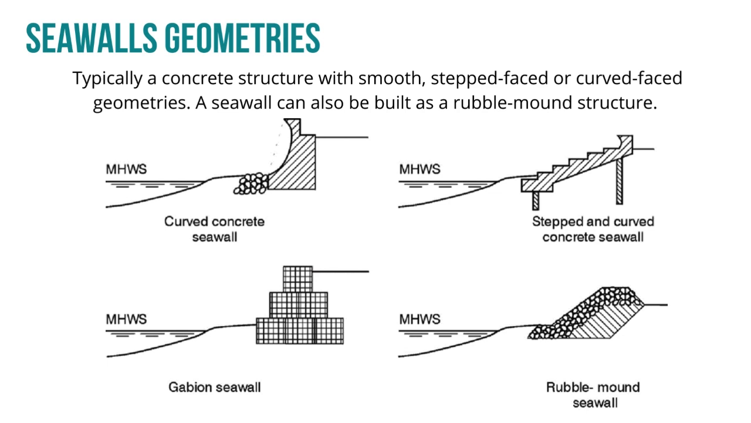A seawall is constructed at the coastline, at the foot of possible cliffs or dunes, and is typically a concrete structure. It can be smooth, stepped-faced, or curved-faced. A seawall can also be built as a rubble mound structure.